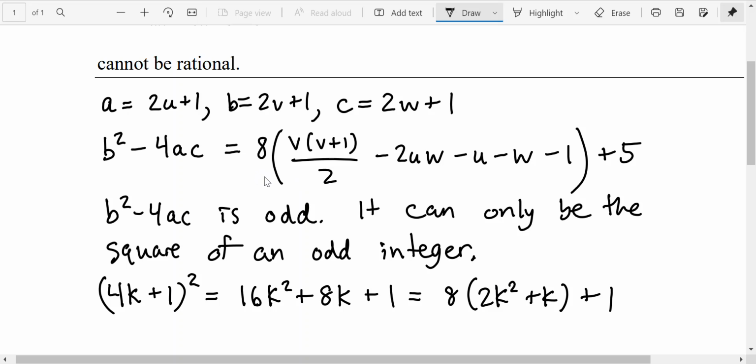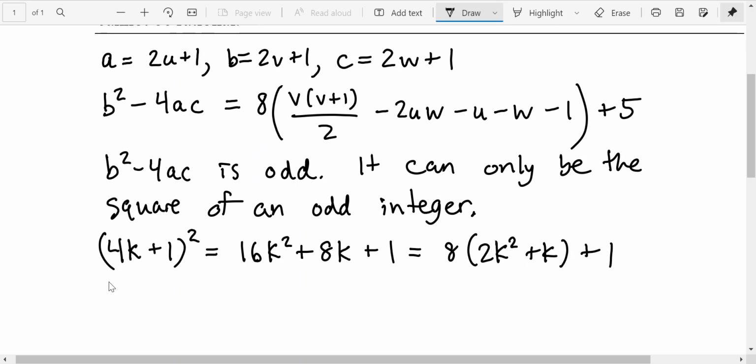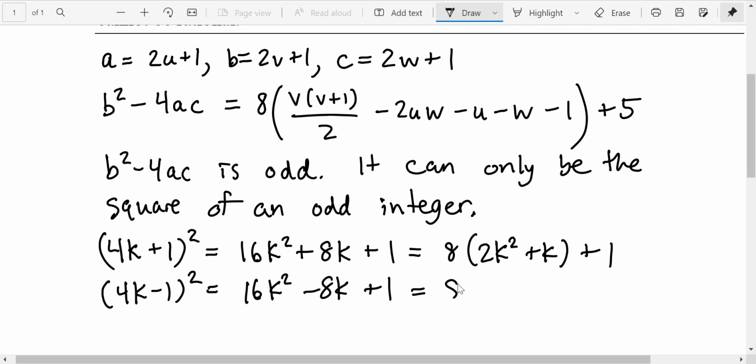Okay, well, take a look at odd integers of the form 4k minus 1. That would be 16k squared minus 8k plus 1, which is 8 times (2k squared minus k) plus 1. So again, we get 1 more than a multiple of 8. So the square of every odd integer is 1 more than a multiple of 8, and therefore cannot equal the discriminant. So the roots are non-rational.